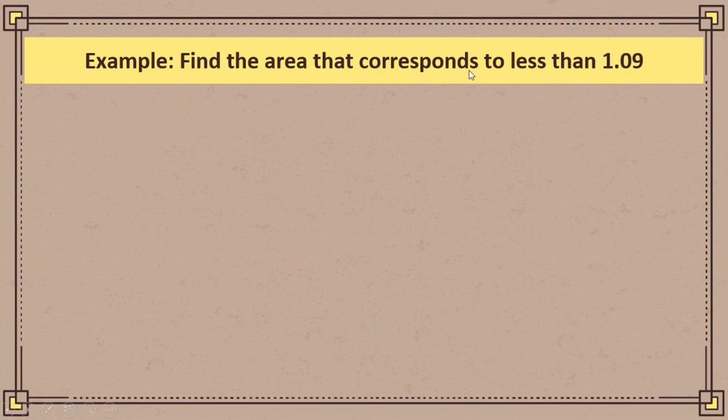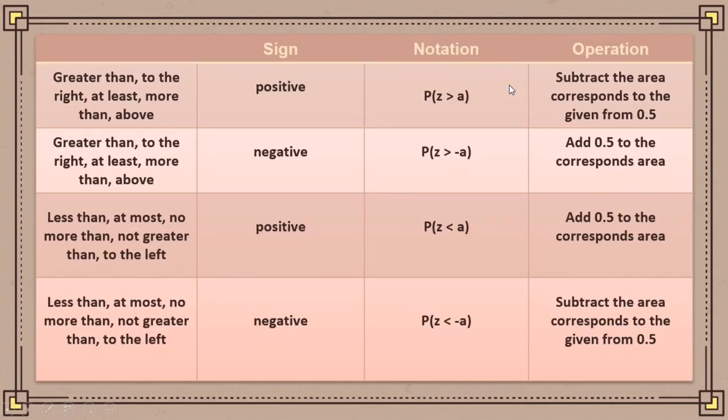As you can see, we also have here a clue word: less than. If you have the clue word less than, at most, no more than, not greater than, and to the left, and then your given is positive, after getting the area of our z value, we will add the area to 0.5.